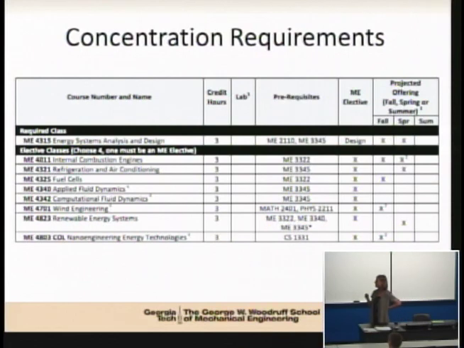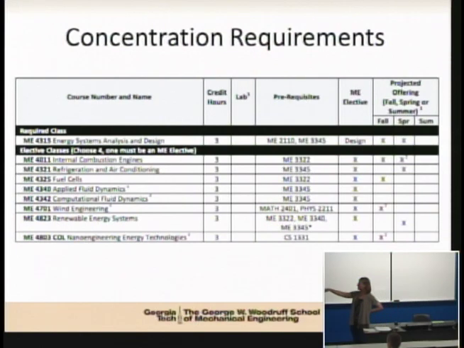Okay, so let's talk about the requirements for concentrating in this area. The one required course for the concentration is ME4315, which is Energy Systems Analysis and Design. And then from there, you can choose four electives. The current choices of electives that we're offering are internal combustion engines, refrigeration and air conditioning, a class on fuel cells, an applied fluid dynamics course, a computational fluid dynamics course, a wind engineering course, and a renewable energy systems course.